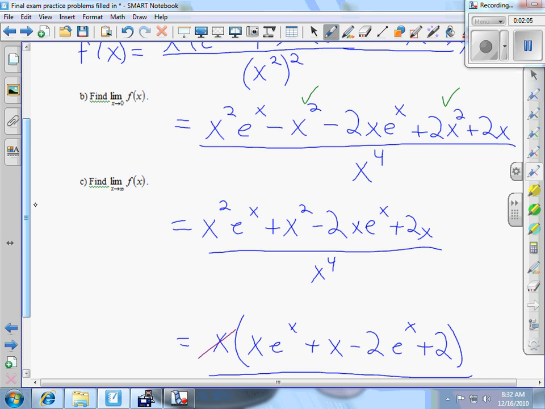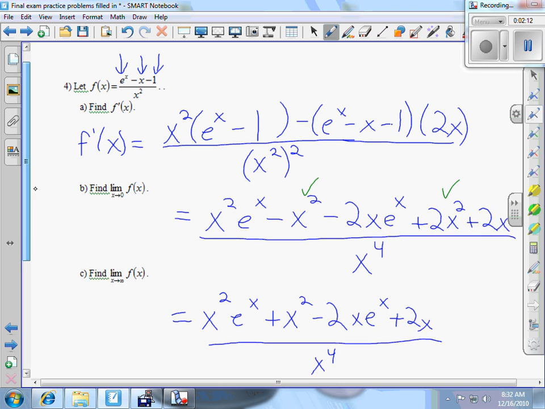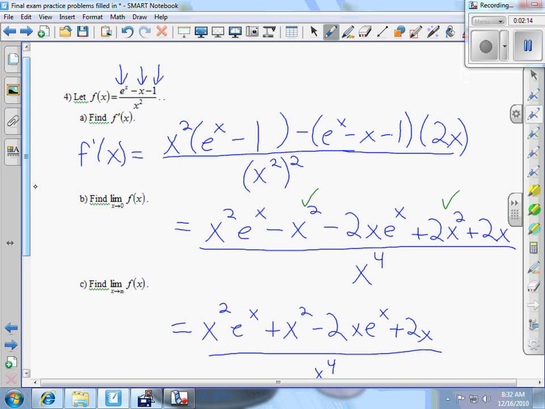Part B wants us to find the limit as x goes to 0 of f of x. So let's see. The first thing we do is plug in. Instead of x, we're going to put 0. So this would be like an e to the 0 minus 1 over 0 squared. Okay, so the bottom is 0. E to the 0 is 1, minus 1 is 0, over 0. So what do you do when you see 0 over 0? You use L'Hopital's rule. So let's try that down below.